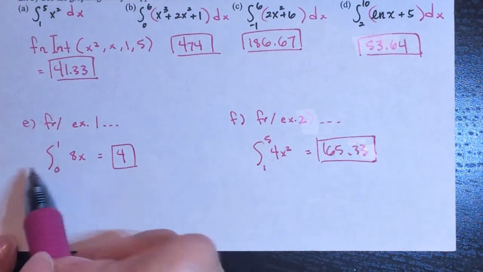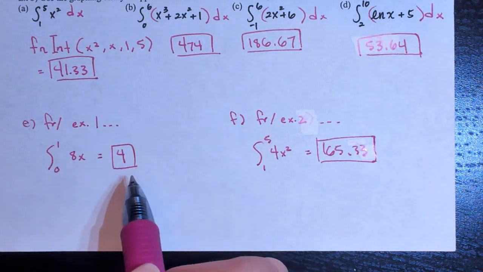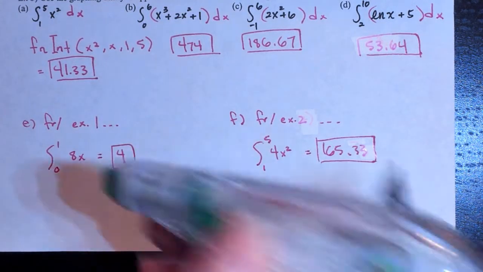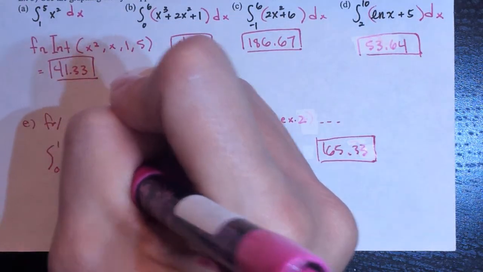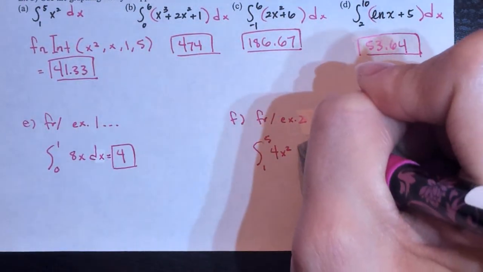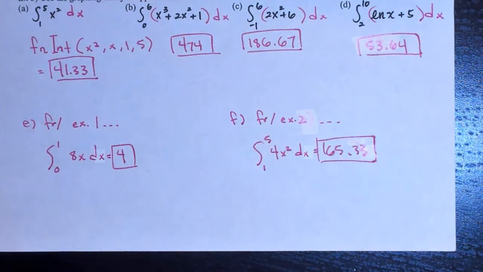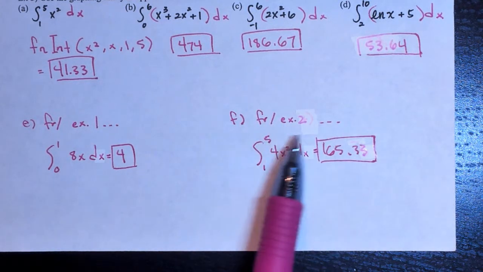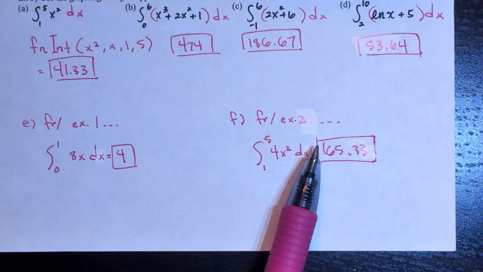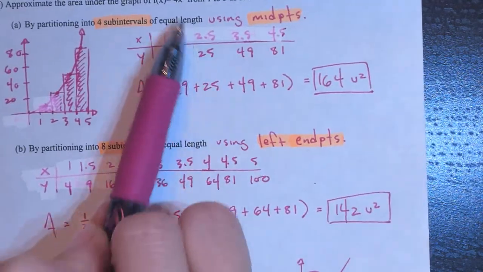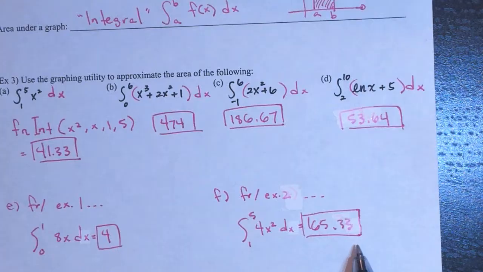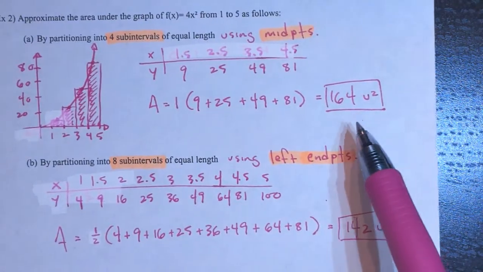And then from example 1, we knew that our final answer is going to be 4. Again, this should have a dx. So in terms of x equals. Okay, this is from example 2. So instead of midpoint or left endpoint, you're finding the actual answer. So 165 and a third, basically, is really close to midpoint.